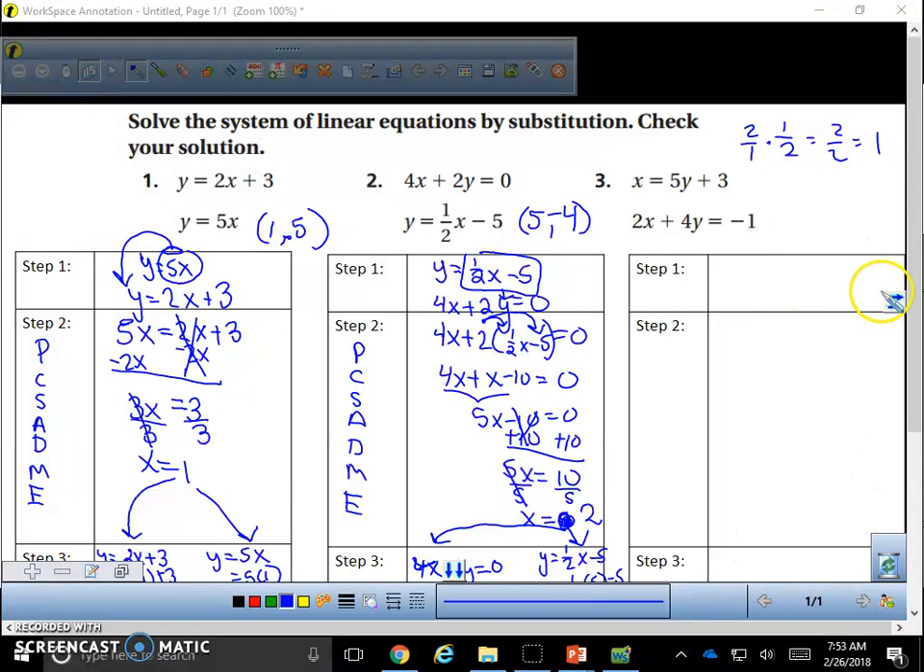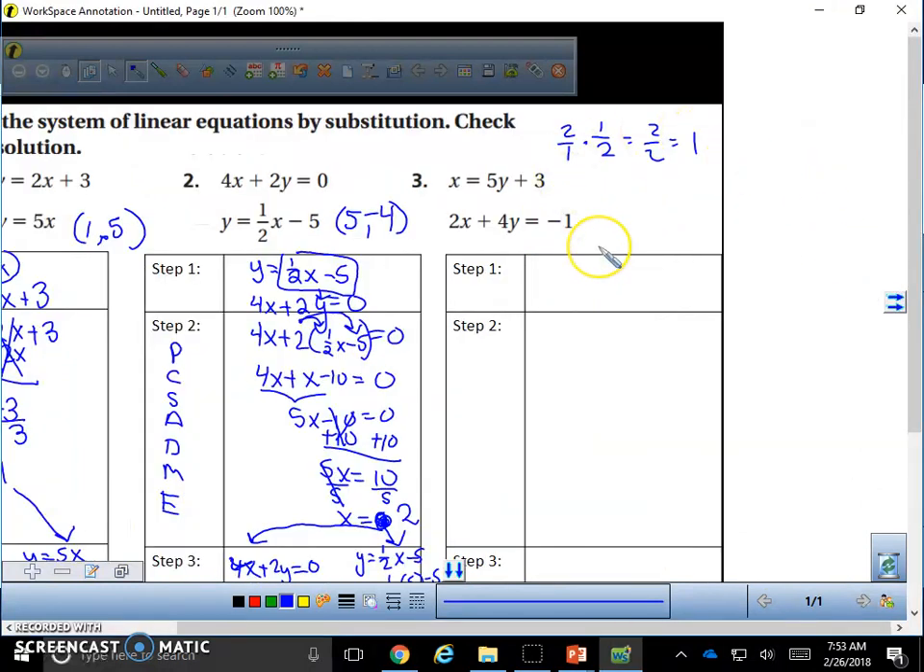All right, let's go to our next one, problem number 3. Which equation are we going to use? Don't be biased. We don't want just y equals. We are okay with x equals 5y plus 3. Now we're going to plug that into 2x plus 4y equals -1. Here we go, start of step 2. What are we plugging in? X, because we know what x is.